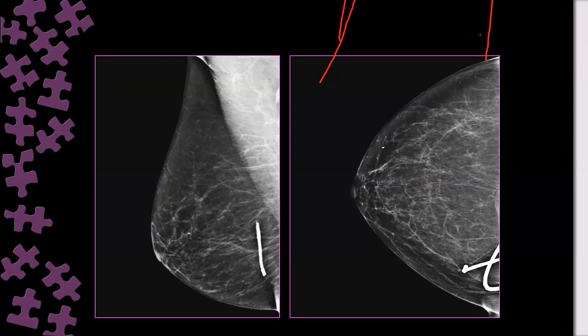Suture. Very thick suture like this. Did you see it before? Clips, man. Did you see a big suture like this? This is really interesting.